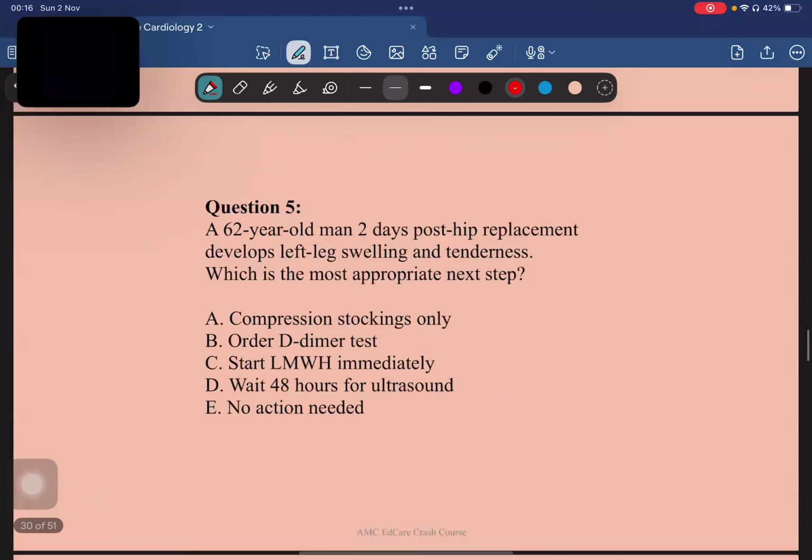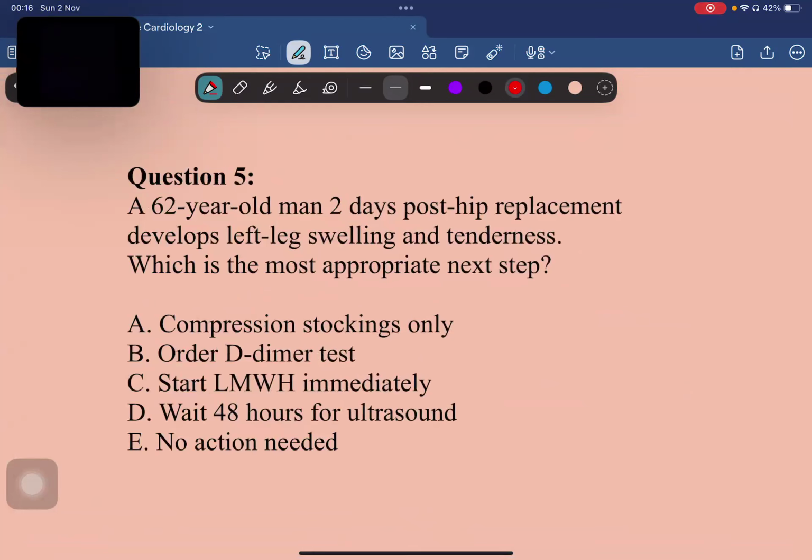And let's just do this question. Just a simple one. A 62-year-old man, 2 days post hip replacement, develops leg swelling and tenderness. Which is the most appropriate next step? The answers are: compression stockings only, order a D-dimer test, start low molecular weight heparin immediately, wait 48 hours for ultrasound, no action needed. If you all can pop in your answers, it's just a short question.